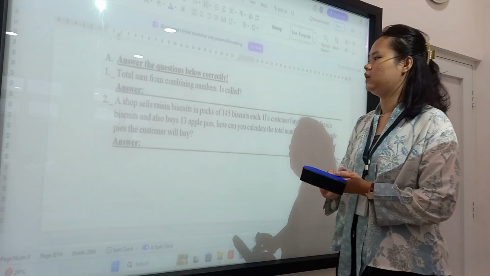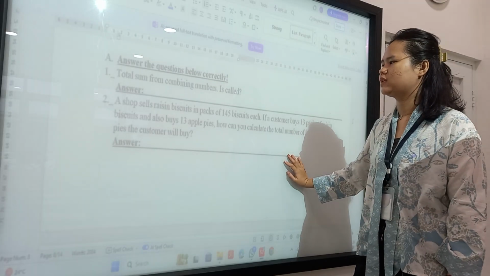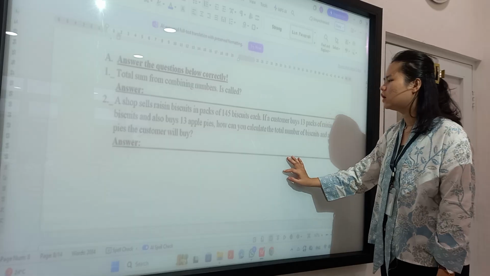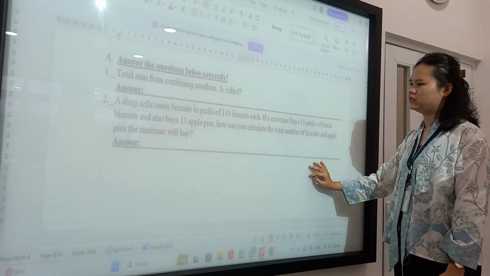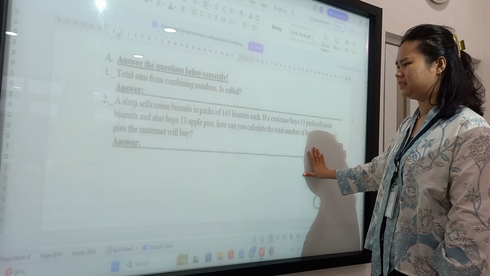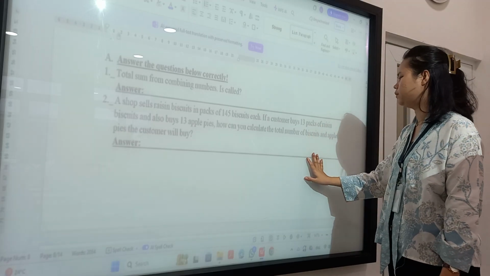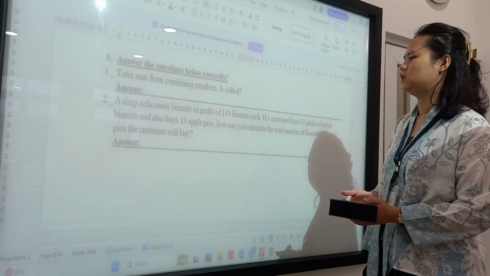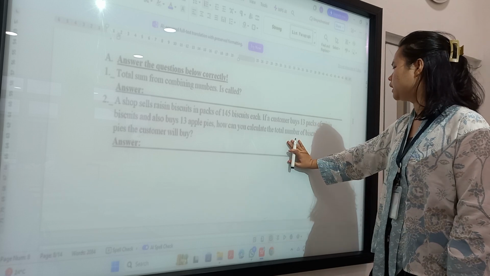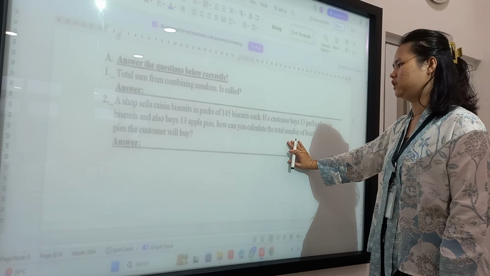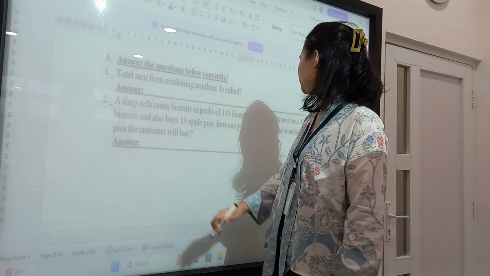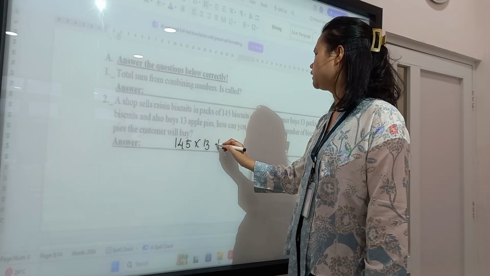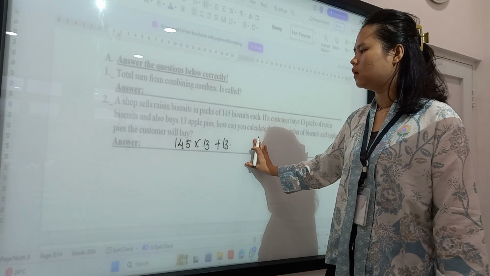Total sum for combining numbers, altogether. A shop sells raisin biscuits in packs of 145 each. If a customer buys 30 packs of raisin and then buys 13 apple pies, how can you calculate the total number of biscuits and apples? Because one pack of raisin biscuit is 145 and the customer wants to buy 13 packs, later the calculation will be 145 times 13 and then plus 13. Okay, we can skip this one.